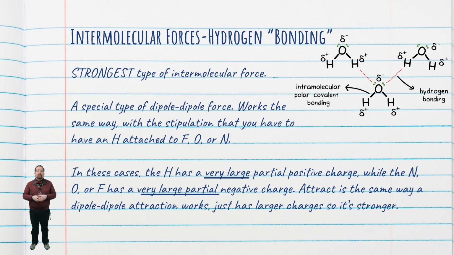Since the covalent bond between hydrogen and F, O, or N creates the largest partial charges we can get with a covalent bond, these are a much stronger type of dipole-dipole force than any other, and they get their own special name. Again, these are just the same as dipole-dipole forces. They're just a very special and very strong type of dipole-dipole force.